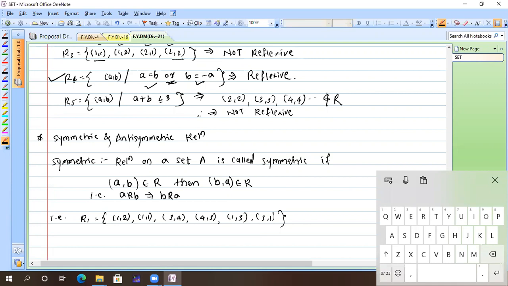Absolutely correct. If I go one by one: (1, 1) is there, so what is its inverse? (1, 1) is (1, 1), so it is there. If I have (3, 4), we should have (4, 3), which is there. I have (1, 3) and (3, 1), also there. What about (1, 2)? We don't have (2, 1). That's why it is not symmetric.